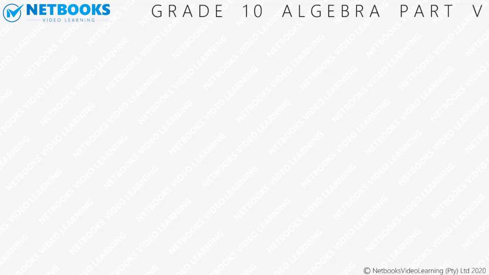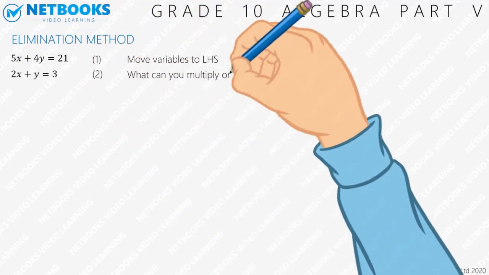Let us redo this problem but using the elimination method. When we eliminate, the aim is to make the coefficients of one variable the same, so that when you subtract, that variable is cancelled out. Let us note equation 1 and equation 2.